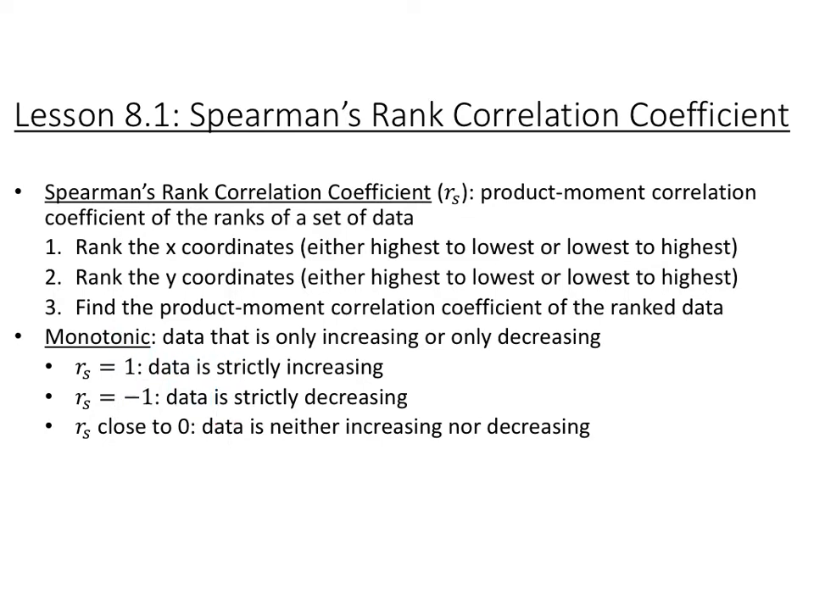Monotonic means that your data is only increasing or only decreasing. So when you're looking at ranked data, you're looking at how it's increasing or decreasing. So if your Spearman's rank correlation coefficient is equal to a positive one, that means your data is strictly increasing. If it's equal to a negative one, that means your data is strictly decreasing. If it's closer to 0, that means it's neither increasing nor decreasing. There's not really a relationship between the ranks of one variable versus the ranks of the other variable.